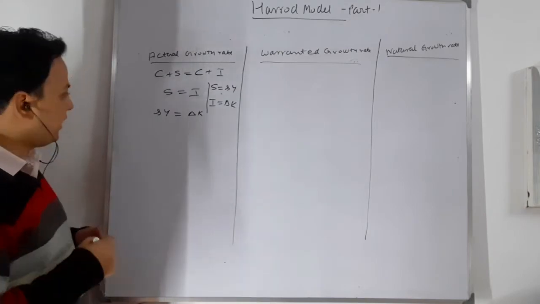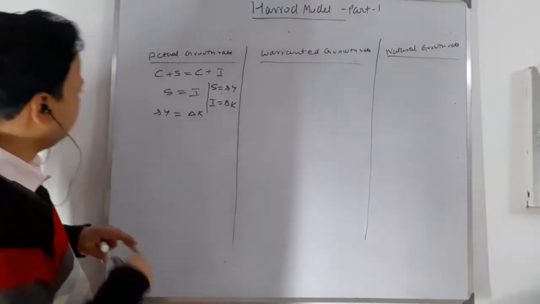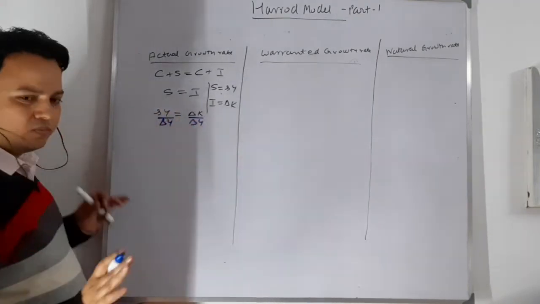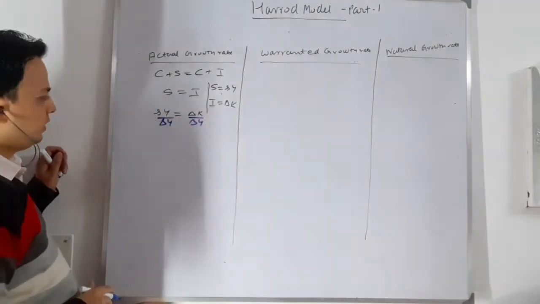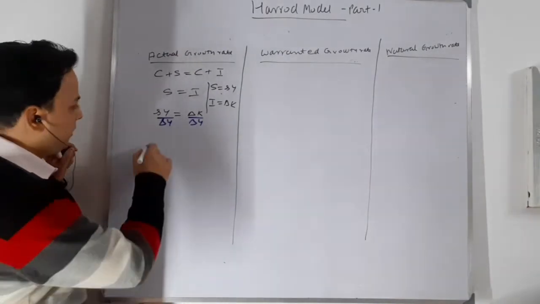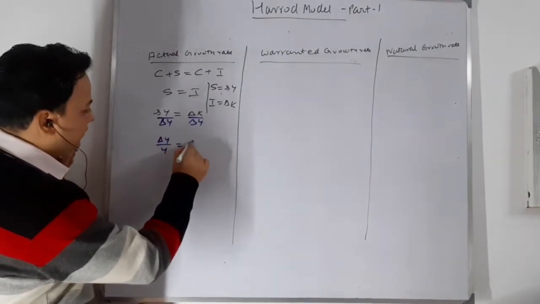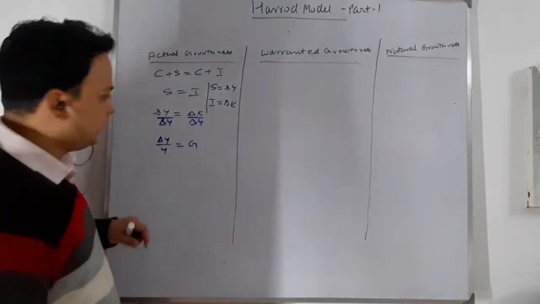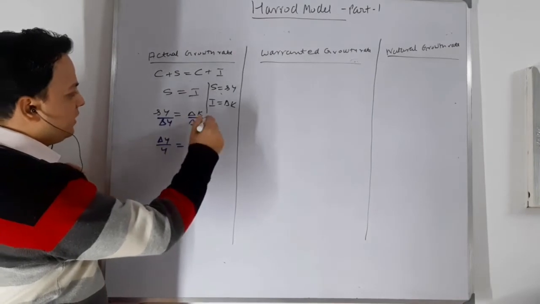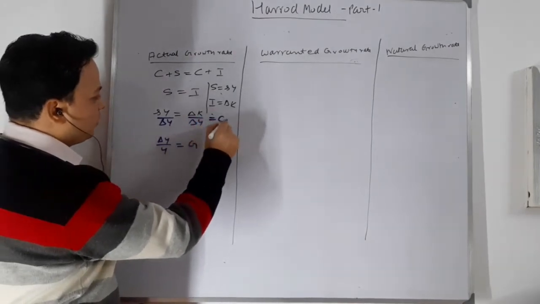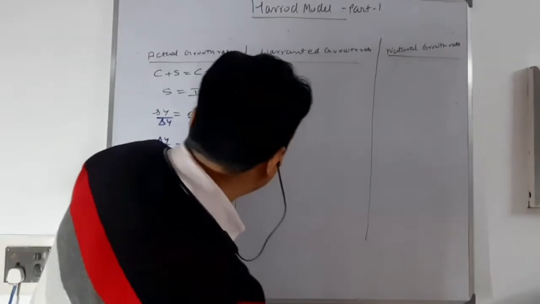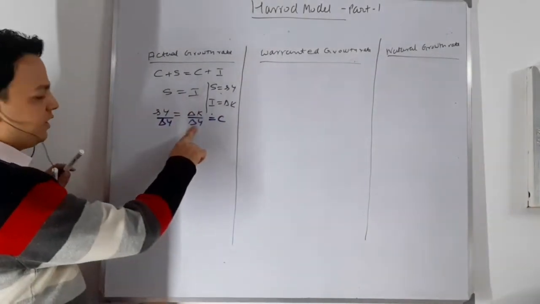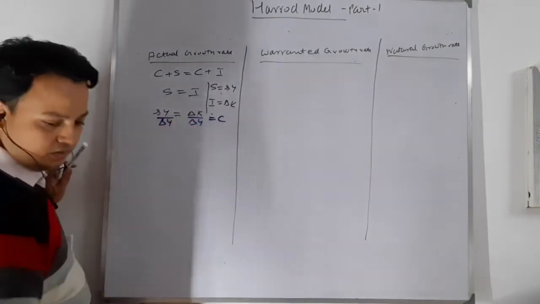Now dividing both sides by delta Y. I'm doing discrete time for simplicity, for our purpose. And you know that growth in output is, by definition, delta Y over Y. This is the growth in output. So here is the equation. And this delta K over delta Y is small c. You can write small c in place of this and rearrange it.